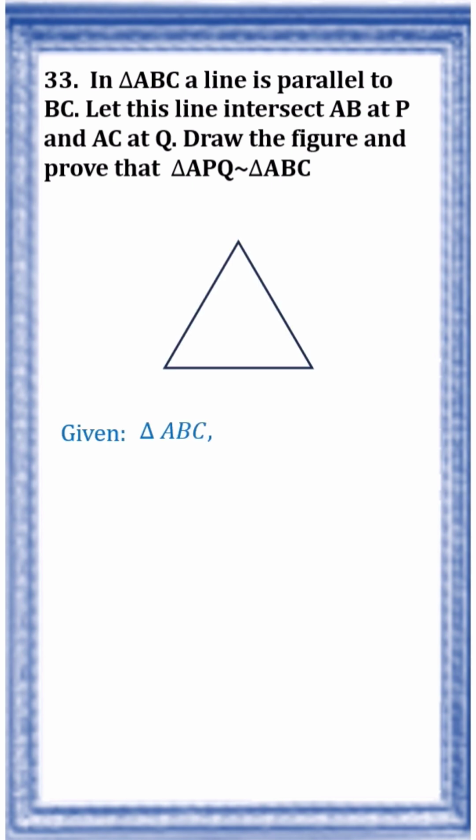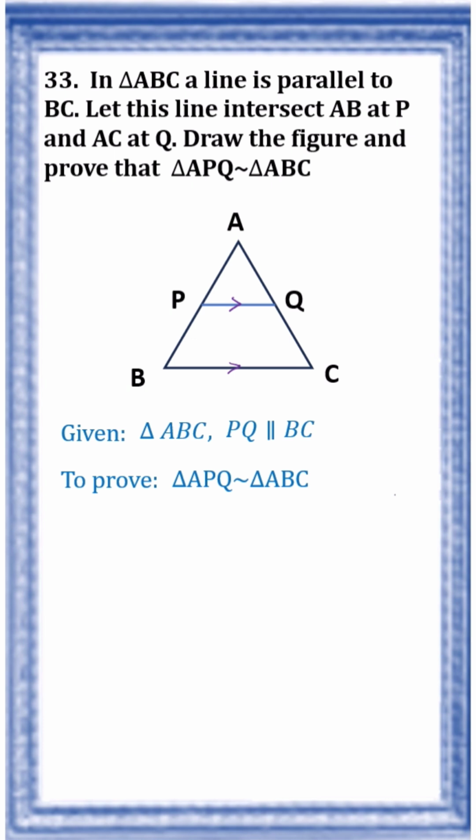A triangle ABC. I am drawing triangle ABC and a line is parallel to BC. Let it intersect AB at P and AC at Q. So now we are also given PQ is parallel to BC. To prove: triangle APQ is similar to triangle ABC.